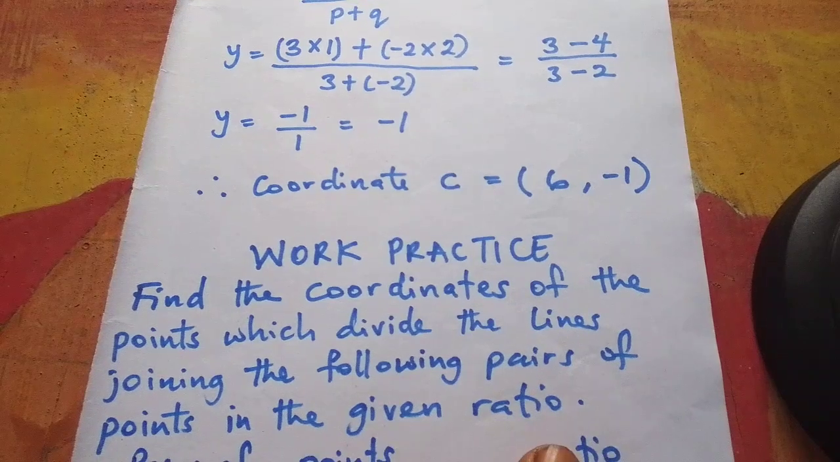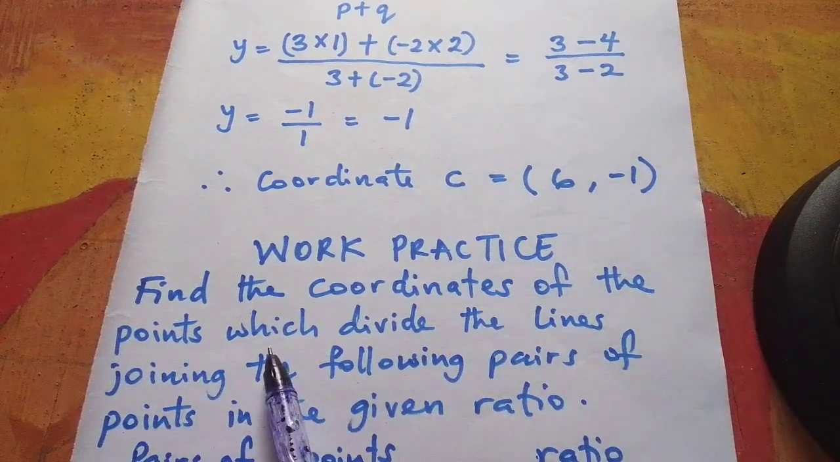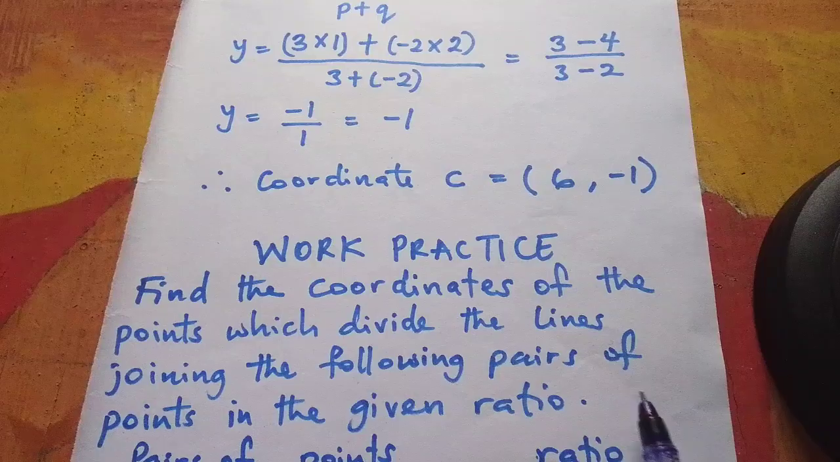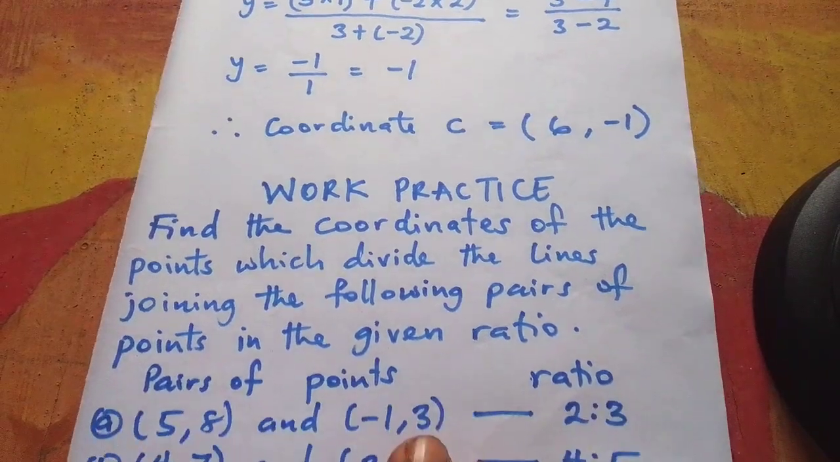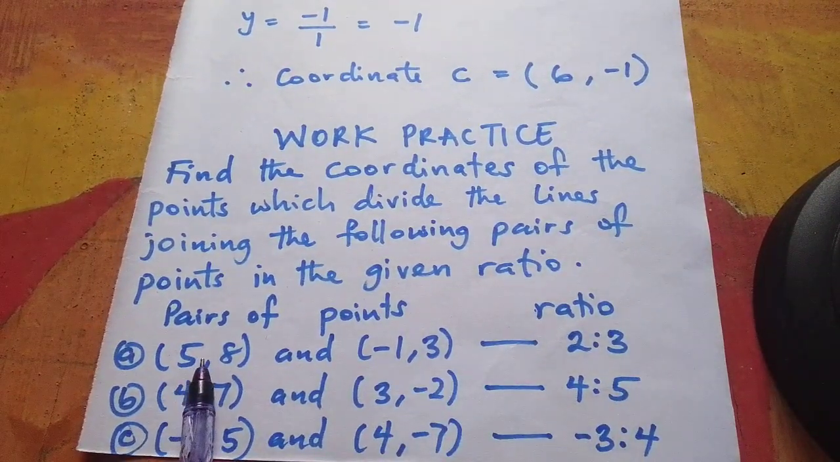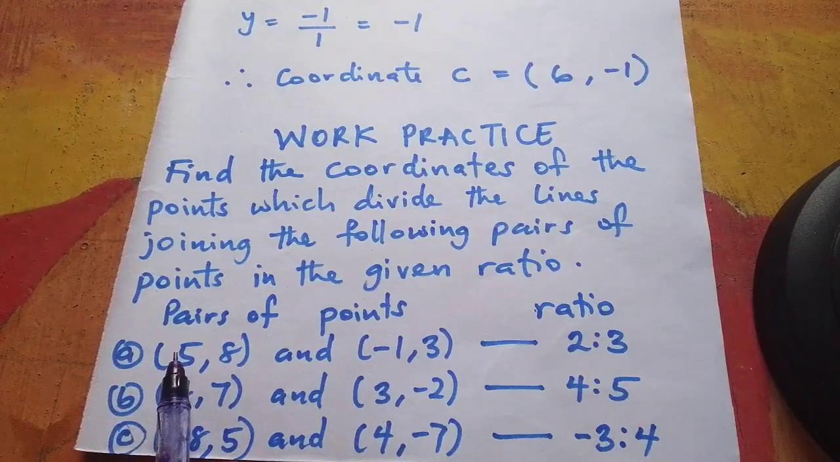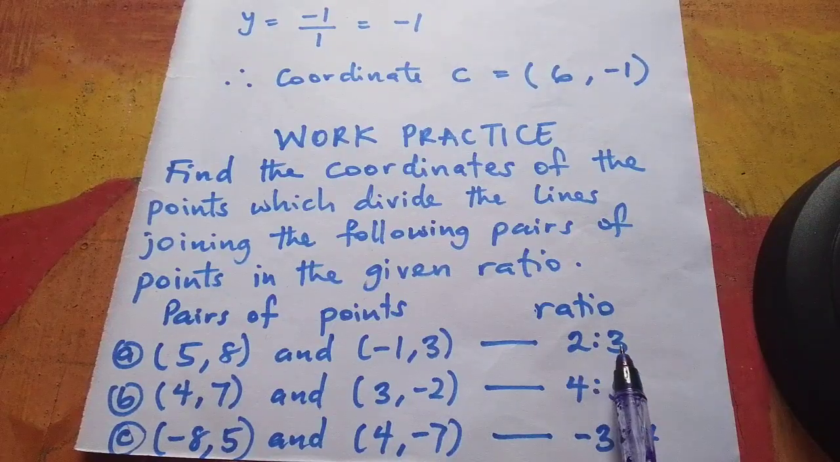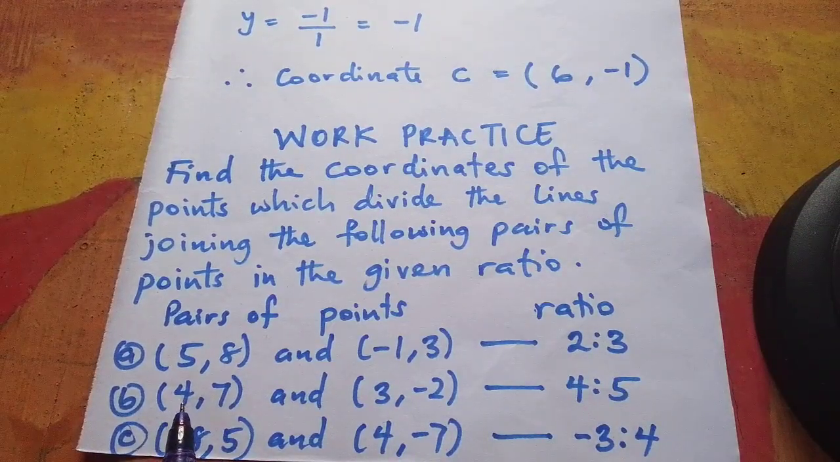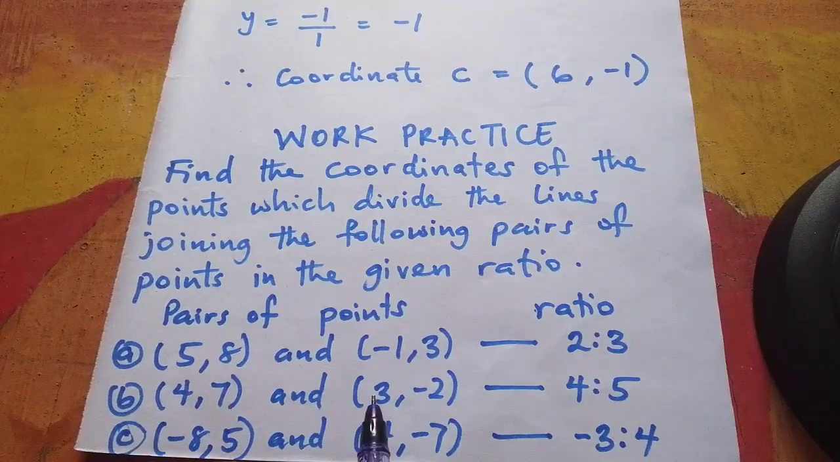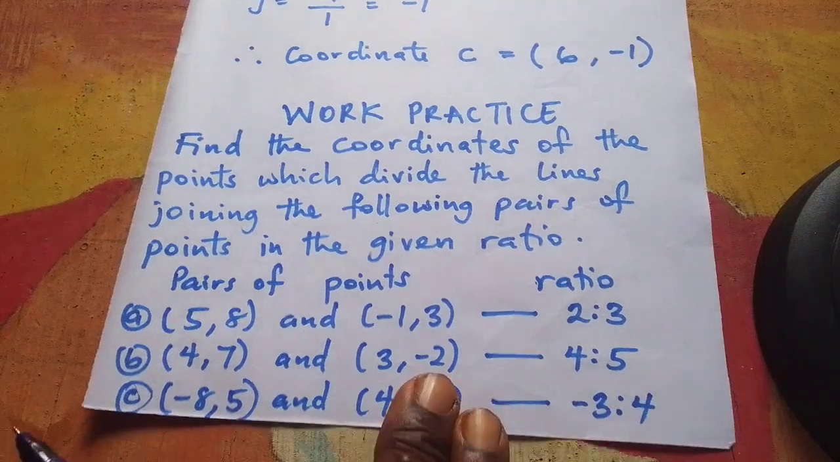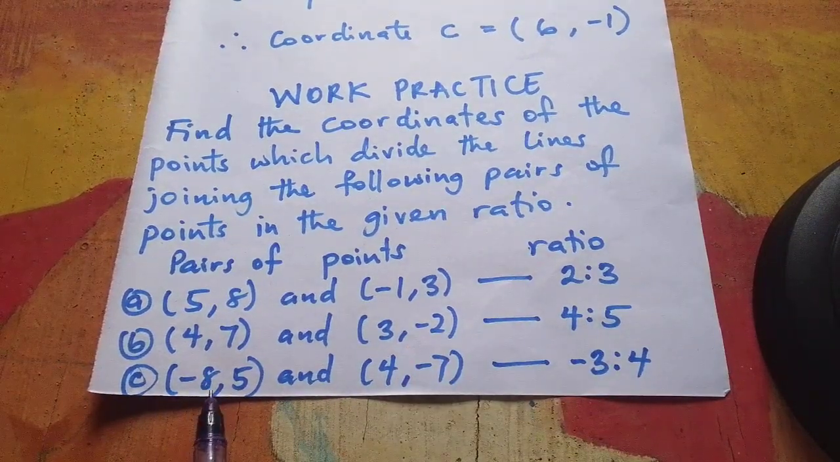For your practice work, find the coordinates of the point which divides the lines joining the following pairs of points in the given ratio. We want to look for the coordinate that will divide the points 5, 8 and -1, 3 in the ratio 2:3. The coordinate that will divide 4, 7 and 3, -2 in the ratio 4:5, and the coordinate that will divide -8, 5 and 4, -7 in the ratio -3:4.